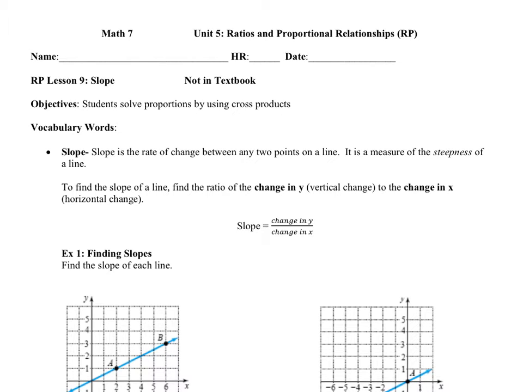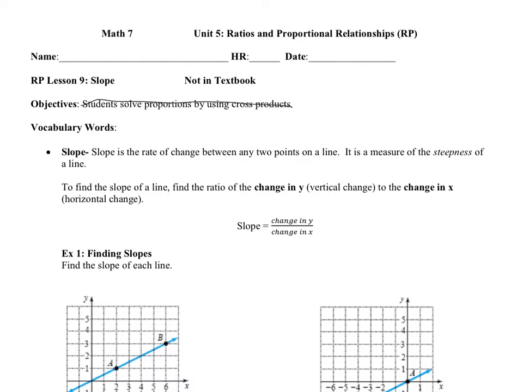Lesson 9 is all about slope. And apparently I didn't update my objectives. I apologize about that. But our objective today is not to solve proportions by using products, but to actually identify our slope in a given line or a given table or a given equation.